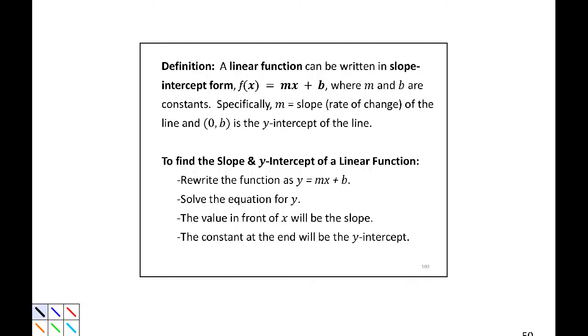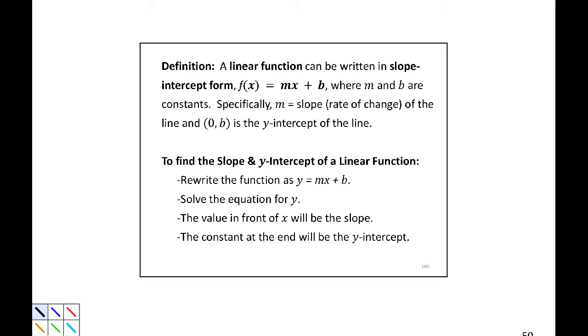We have the definition of a linear function. A linear function can be written in slope-intercept form, f of x equals mx plus b, where m and b are constants. Specifically, m is the slope, or the rate of change, of the line, and (0, b), as an ordered pair, is the y-intercept of the line.